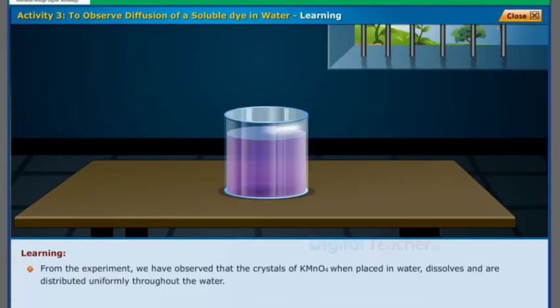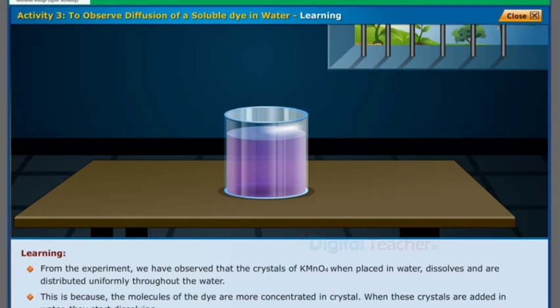From the experiment, we have observed that the crystals of KMnO4, when placed in water, dissolve and are distributed uniformly throughout the water. This is because the molecules of the dye are more concentrated in the crystal. When these crystals are added in water, they start dissolving.